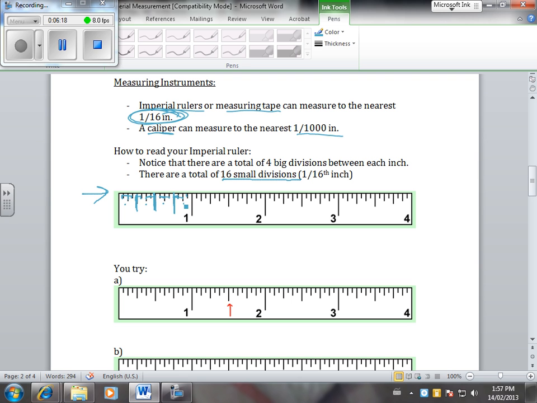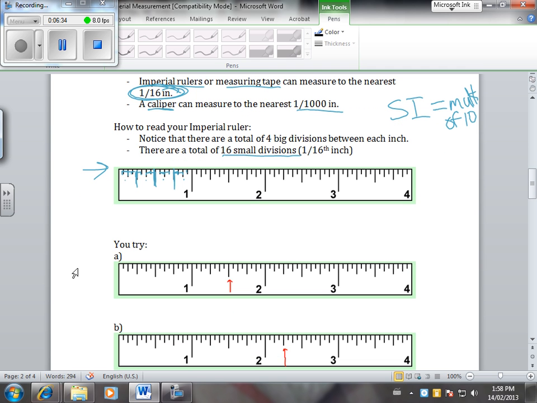And this is where SI is considered to be a little bit neater, because remember SI is in multiples of 10, and 10 is just a little bit easier to figure out, a little bit easier to ballpark. So here's your 4 divisions, 1, 2, 3, 4. This is 1 inch. Same here, this is 1 inch and 1 inch. Then halfway here is 8/16 of an inch, or a 1/2 inch, because 8 divided by 16 is 1/2. Every little division from here is 1/8 of an inch.